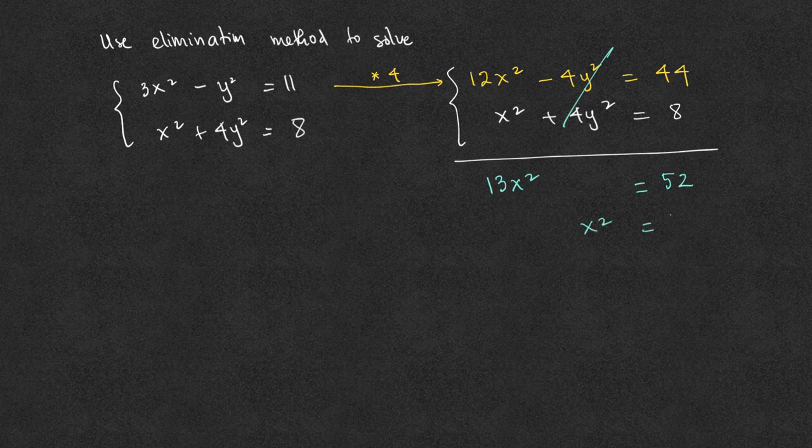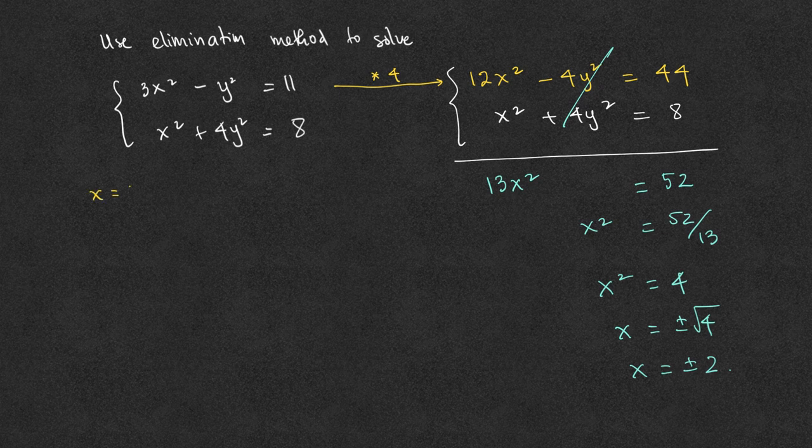x squared equals 52 over 13. x squared equals 4, since 4 times 13 is 52. x equals plus or minus the square root of 4, so x equals plus or minus 2. We then perform a back substitution. It does not matter which equation we use.